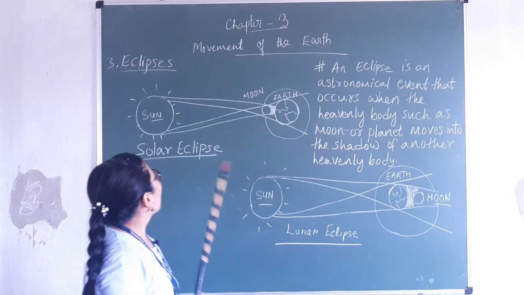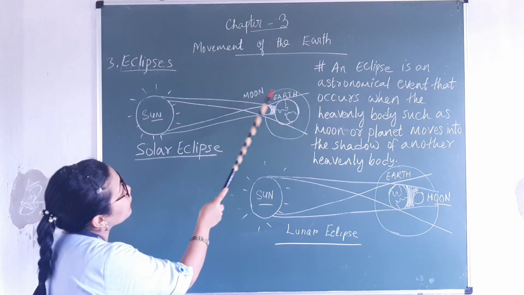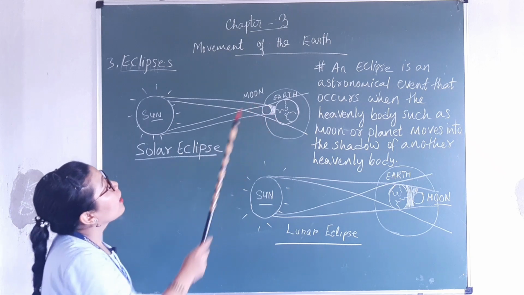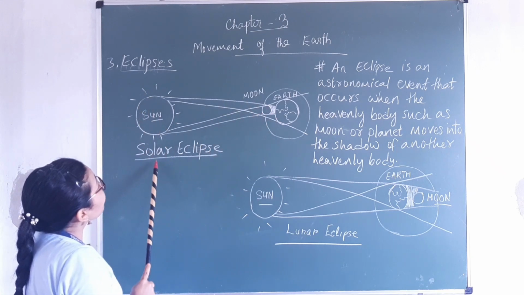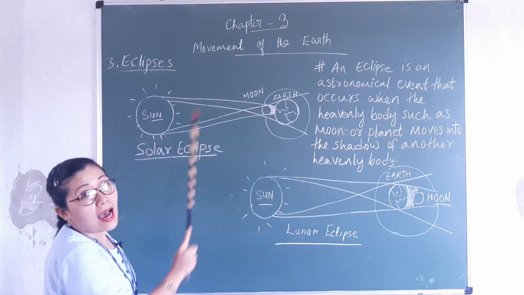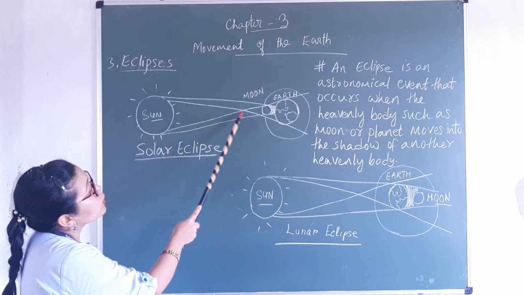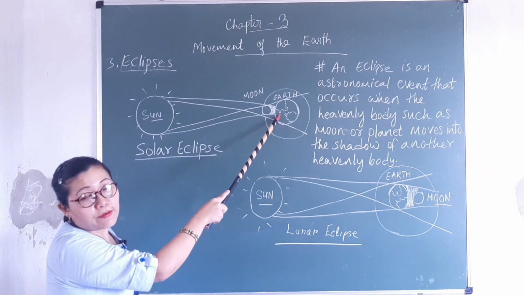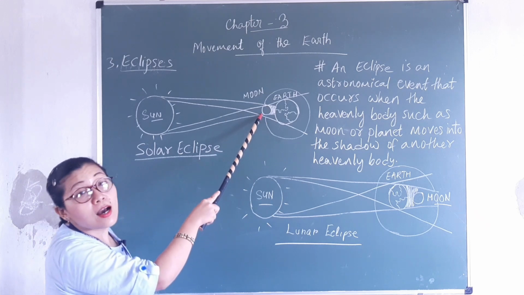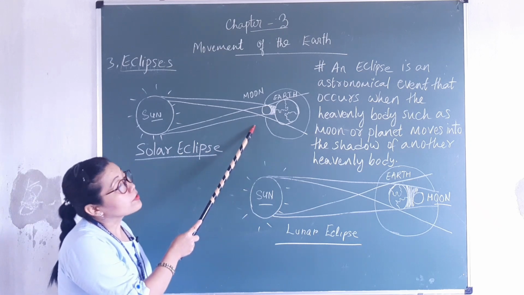Now first we will see solar eclipse, okay? Here we can see that sun, moon and earth, and the moon is in between the sun and the earth. Okay? So solar eclipse occur when the moon passes between the sun and the earth. Okay? And the moon blocks the rays of the sun to pass through the earth's surface. Okay? So the earth is in the shadow of the moon. Okay? And this occurs only in new moon day.